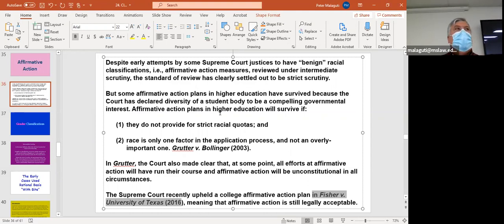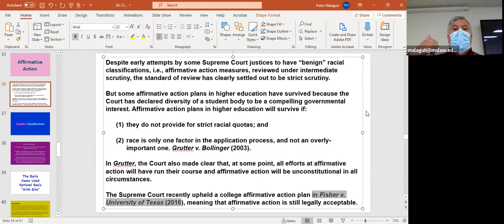But here's the big deal with affirmative action. It is acceptable. First of all, you're not going to see it in private college cases, are you? Because it's state action doctrine, okay? So Grutter versus Bollinger was the University of Michigan. Bakke was the University of California. Fisher was obviously the University of Texas. The facts in Fisher are a little bit more complex than we're seeing here.